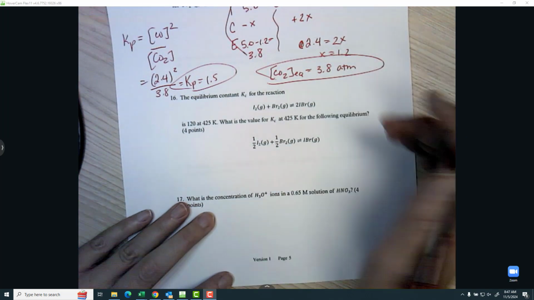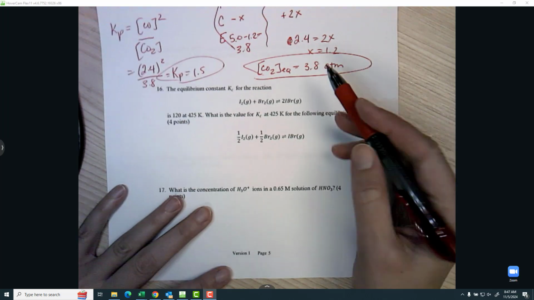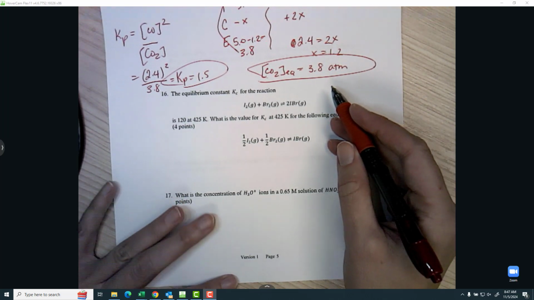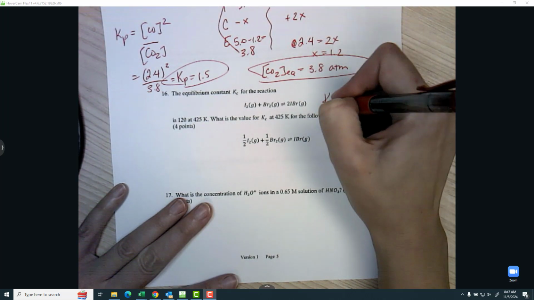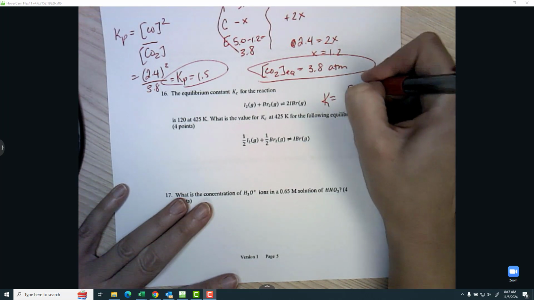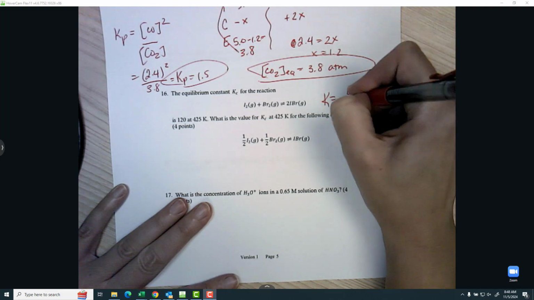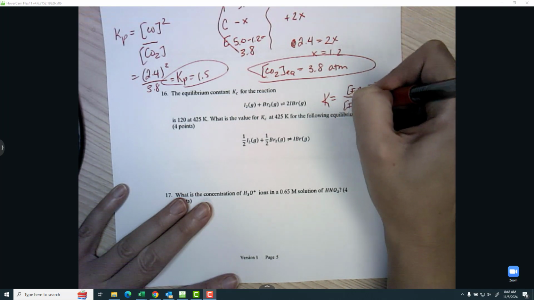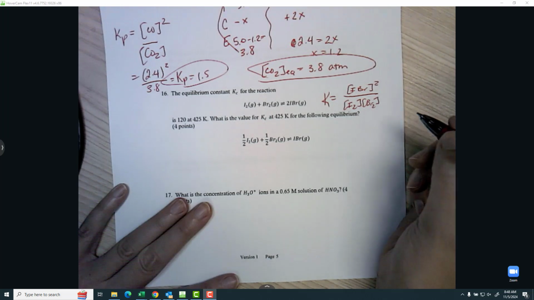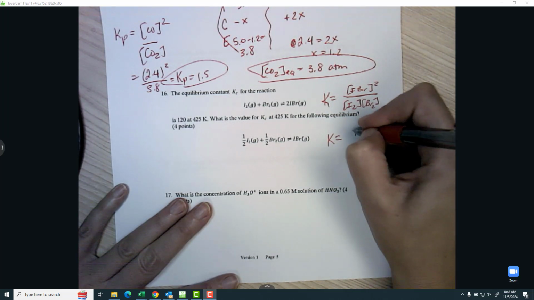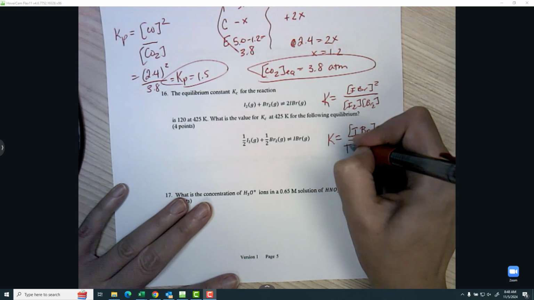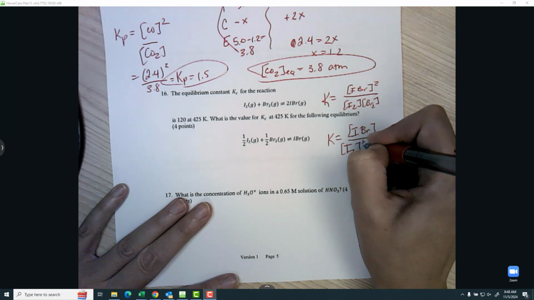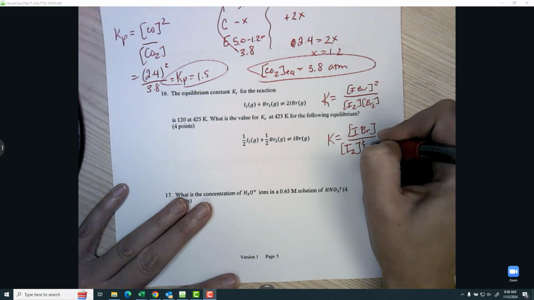All right, next they're giving me a K for one reaction, and then they're asking me to figure out the K for a related reaction. So I'm going to write the equation for each K as the reaction is written. So this would be IBr squared on top, and then I2 and Br2 on the bottom. For the second one, it would be IBr on top, and I2 to the 1/2 power and Br2 to the 1/2 power on the bottom.